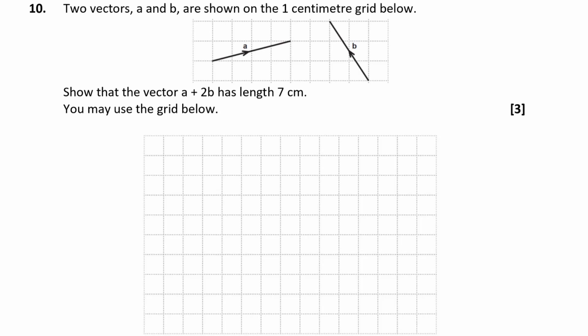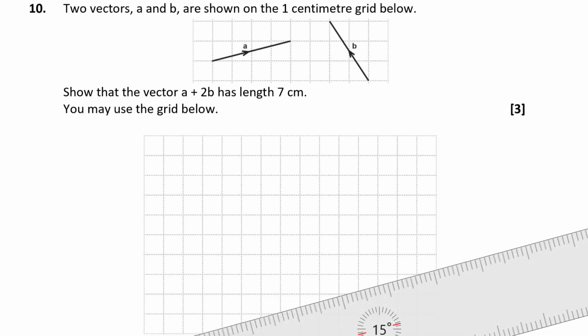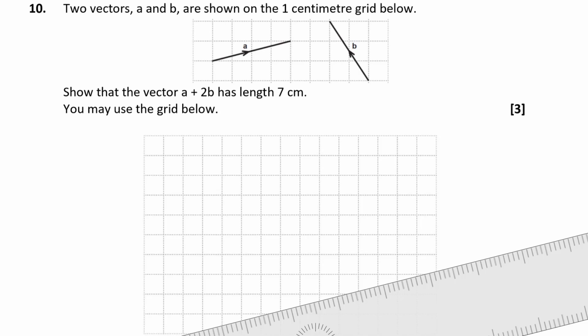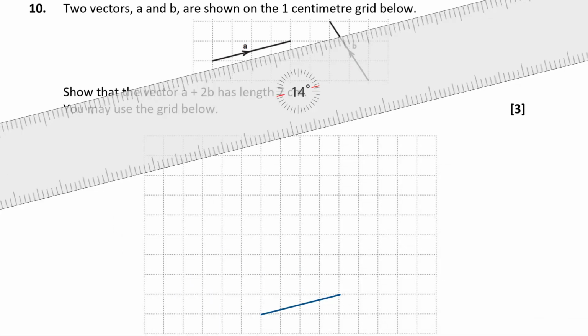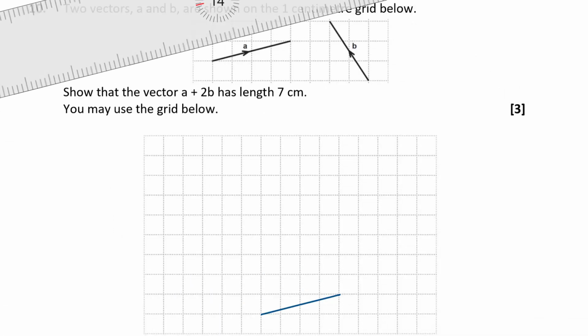Okay, so we've been given A and B graphically, so we've been shown them. So A plus 2B is going to be a vector A followed by 2 vector B's, isn't it? So let's draw those on. So vector A is 4 units along and 1 unit up, isn't it? So it looks like that. 4 units to the right and 1 up. So that's my vector A.